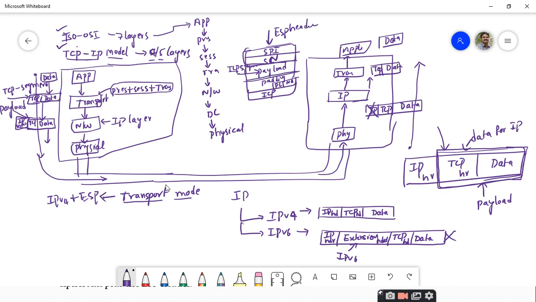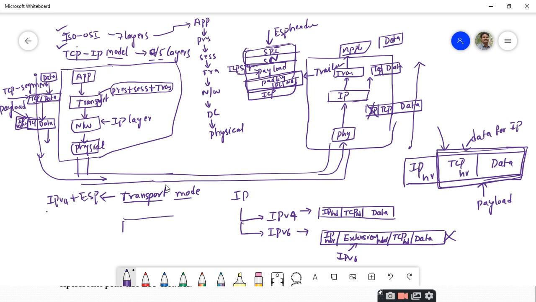And this padding, the pad length and the next header, they are called the trailers. The payload is the TCP segment, SPI plus SN becomes the ESP header, and padding, pad length and next header become the trailer. So what happens if I select the transport mode for the IPv4 packet? The ESP is going to do like this.